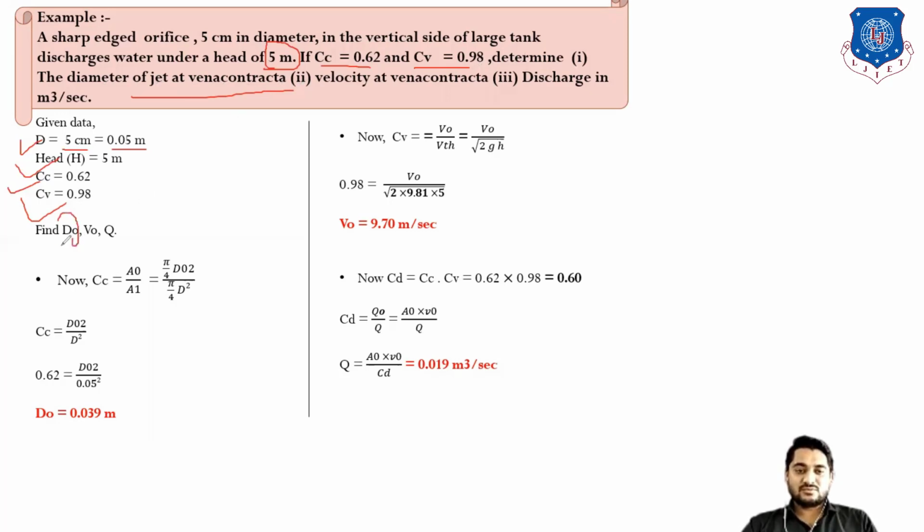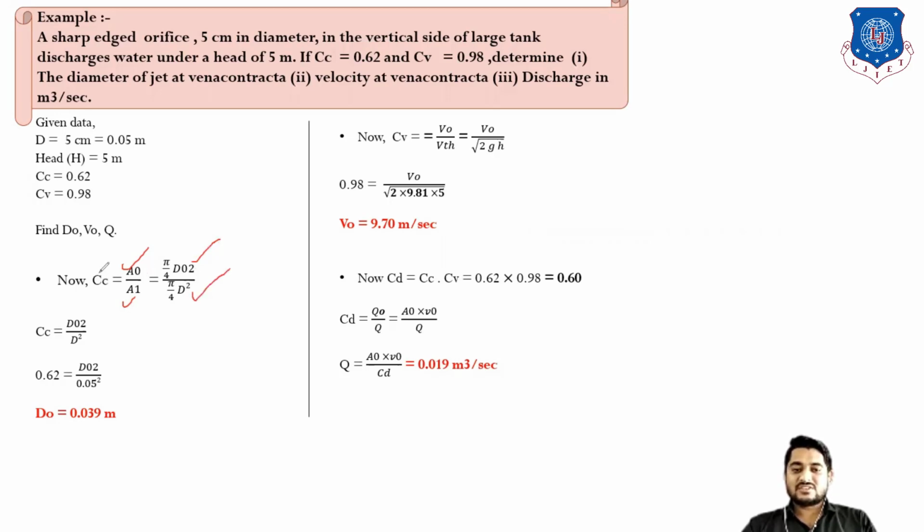So D0, the diameter at the vena contracta, V0, the velocity of the jet at the vena contracta, and the discharge Q. We have to find these three values. First of all, the values of CC and CV are given, so let us use the equation of CC. CC is equal to the area of vena contracta divided by the area of the pipe, so pi by 4 D0 square divided by pi by 4 D square.